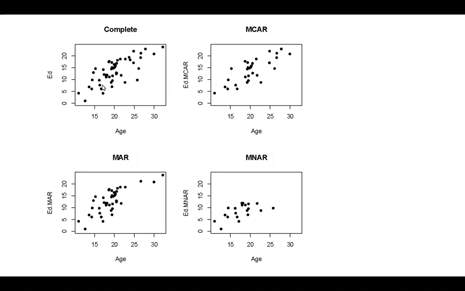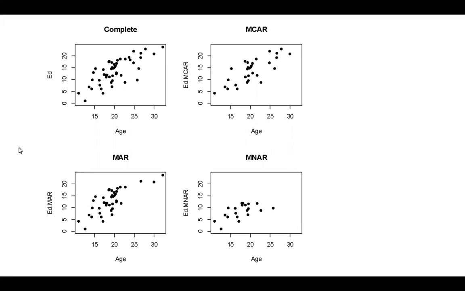Okay, but then I did it again, going back to the complete data. Let me try again to pick some people to have missing education values, this time according to a missing at random strategy. So now I'm going to create the graphic in the bottom left. How did I do this? What I did here is I set it up so that the probability that education would be missing was higher for people who are older.